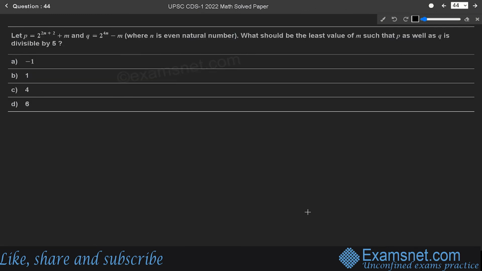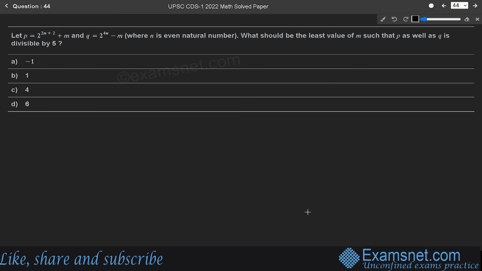Next question is, let P is equal to 2 to the power 2n plus 2 plus m and Q is equal to 2 to the power 4n minus m, where n is an even natural number. What should be the least value of m such that P as well as Q is divisible by 5? We know that n is an even natural number.